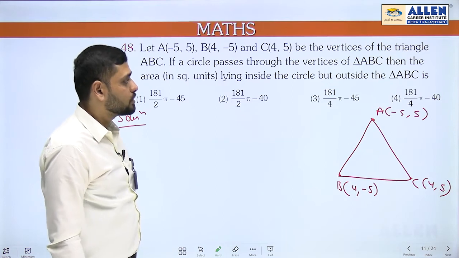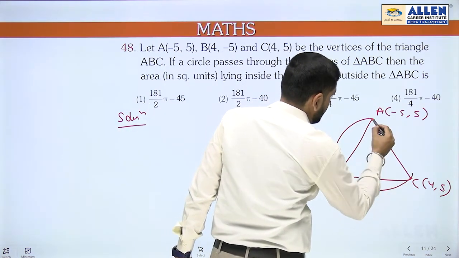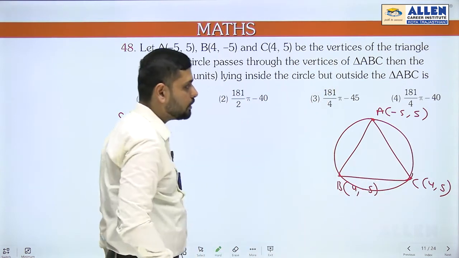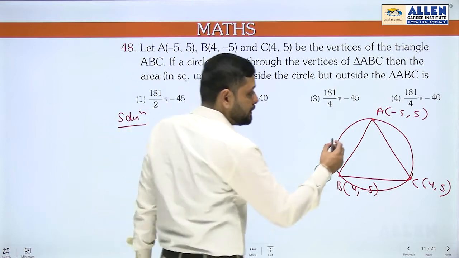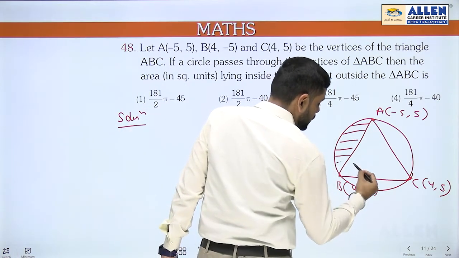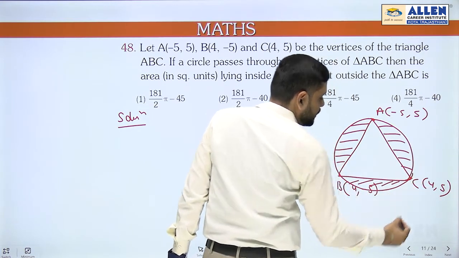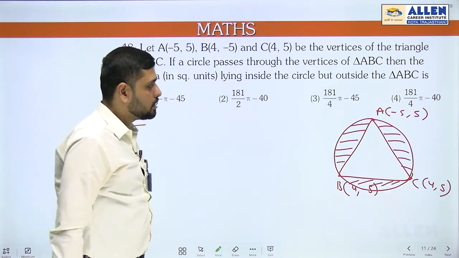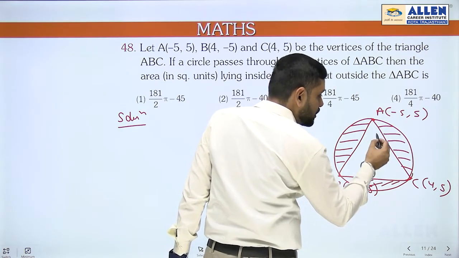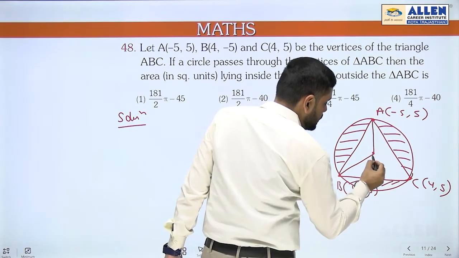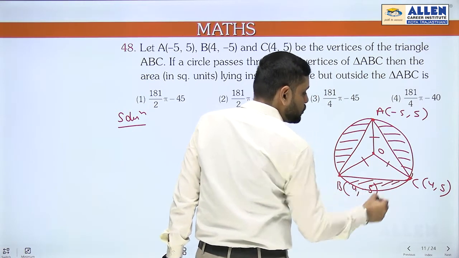If a circle passes through the vertices of triangle ABC, then the area lying inside the circle but outside the triangle, it means we need to find the area of this shaded region, that is the region which is outside the triangle but inside the circle. So as the coordinates are given, we can use the concept of coordinate geometry. Suppose we take this point as center, then the distances OA, OB and OC are equal.